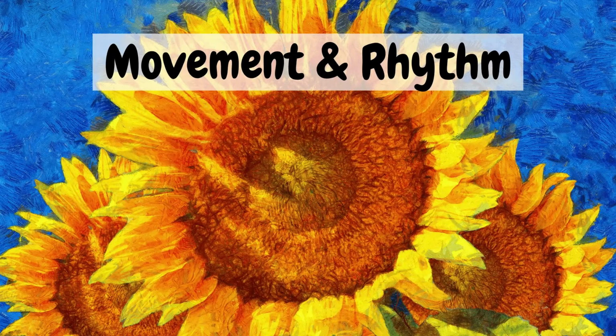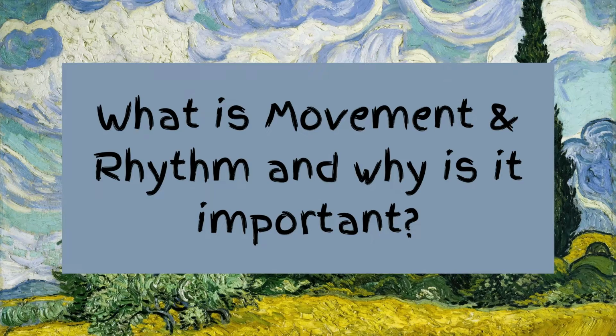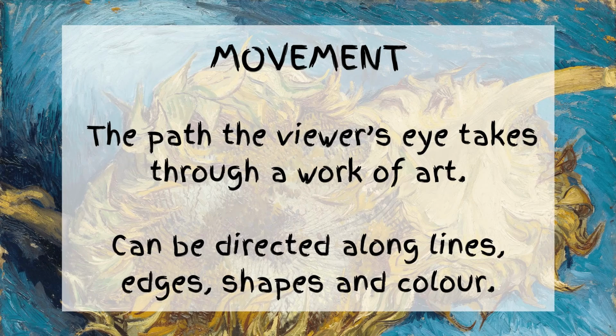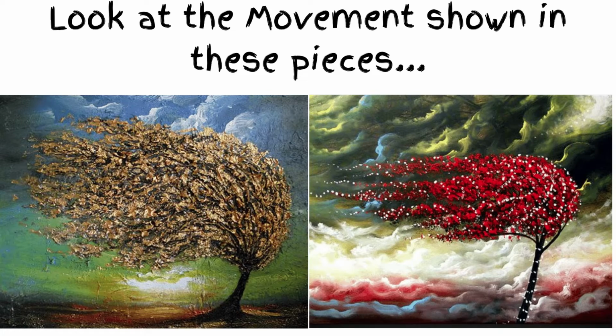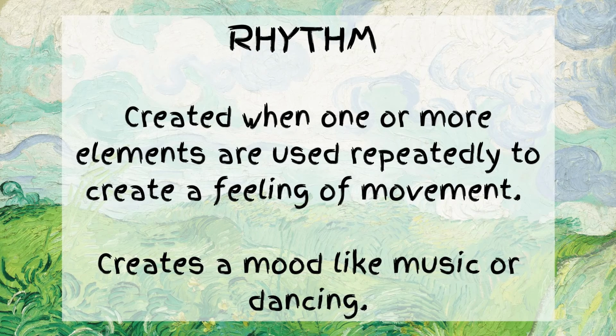Movement and rhythm. What is movement and rhythm, and why is it important? Movement, the path the viewer's eye takes through a work of art, can be directed along lines, edges, shapes, and colour. Look at the movement shown in these pieces. Rhythm, created when one or more of the elements are used repeatedly to create a feeling of movement, creates a mood, like music or dancing.